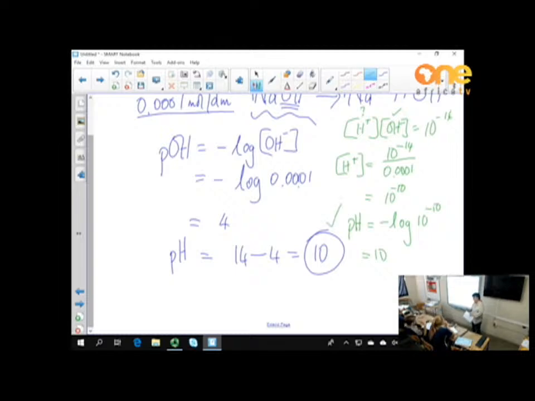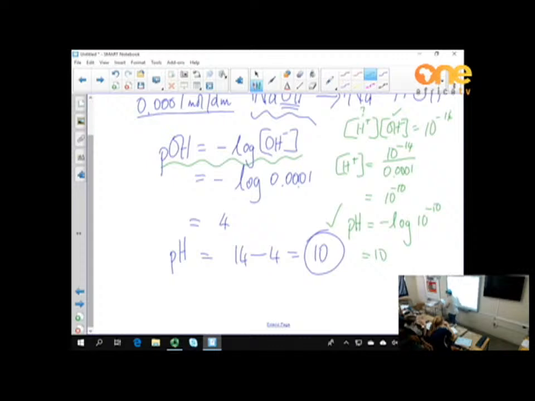And it doesn't matter which method you use. This manipulation with pOH as such is strictly speaking not syllabus. But it's easier than that, and you have a smaller chance of making an error because you're working with smaller values. It comes down to exactly the same thing. But that is why I've shown you that method, because sometimes it's easier.